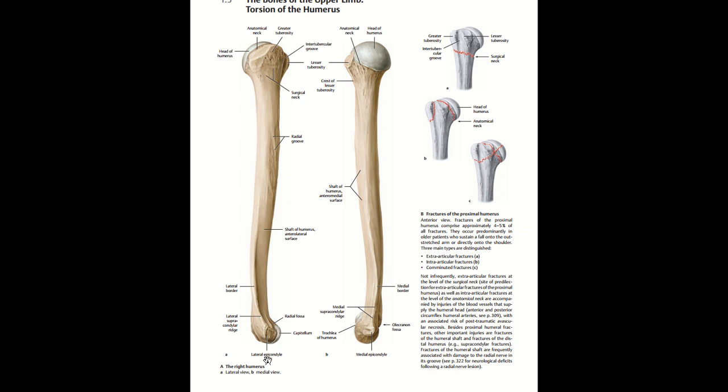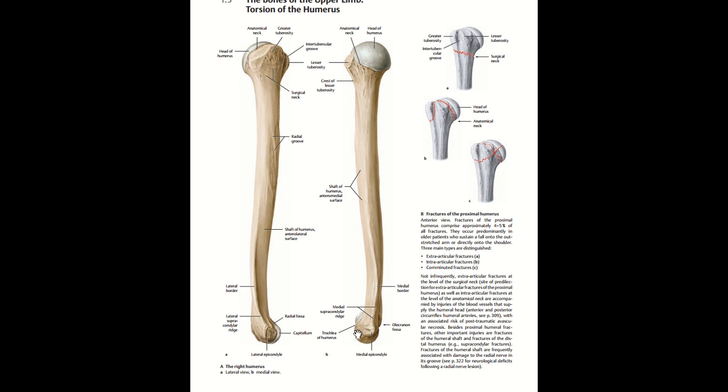Distally, or the distal end of the humerus, you're going to have, like we said, it articulate with the radius laterally and the ulna medially. So you're going to have two prominences, one medial and the other lateral. Medially, you're going to have what's called the medial epicondyle, which is actually larger than the lateral epicondyle.